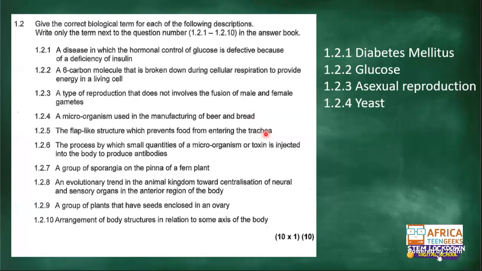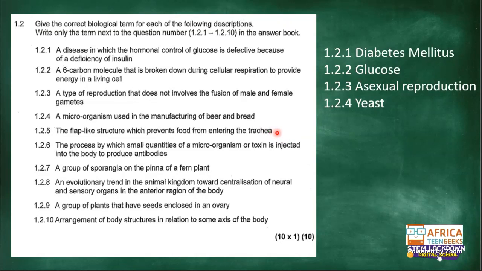So you need to understand the structure of the respiratory system and the digestive system. They are almost interlinked. A flap-like structure prevents food from entering the trachea because it's so close. Have you seen that structure? When you're doing the digestive system and then the respiratory system, you see they are so close to each other. The esophagus is so, so close to the trachea.